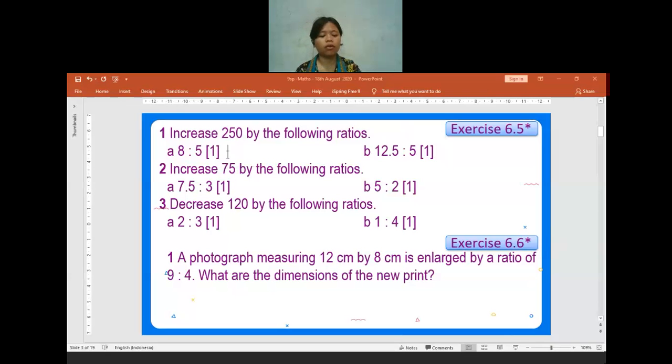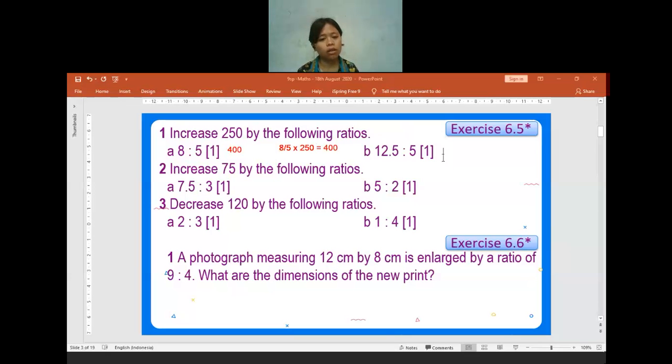400, teacher. Okay, correct. Is there anyone who gets confused to get 400? Just in case you already forgot, whenever you have to increase or decrease the value by the given ratio, the first thing you have to do is change the ratio into a fraction. The ratio is 8 to 5, so we will have the fraction 8 over 5. And then we multiply the fraction with the given value. The given value here is 250. So it will be 8 over 5 times 250. The answer will be equal to 400. Is there anyone who gets confused?